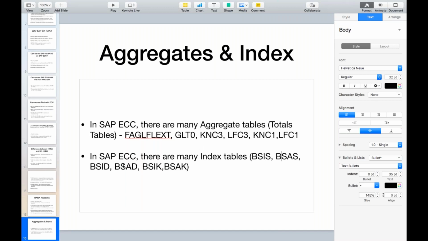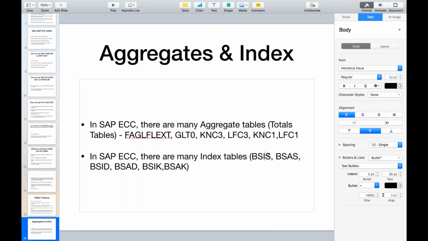Similarly for vendor and customer, they created BSID, BSIK, BSAD, BSAK. Right? The whole purpose of these tables is just to make sure that nobody goes and queries the BSEG table. If you want the data, you can get it from BSIS, BSAS. Don't go to BSEG directly, because BSEG has a lot of columns.